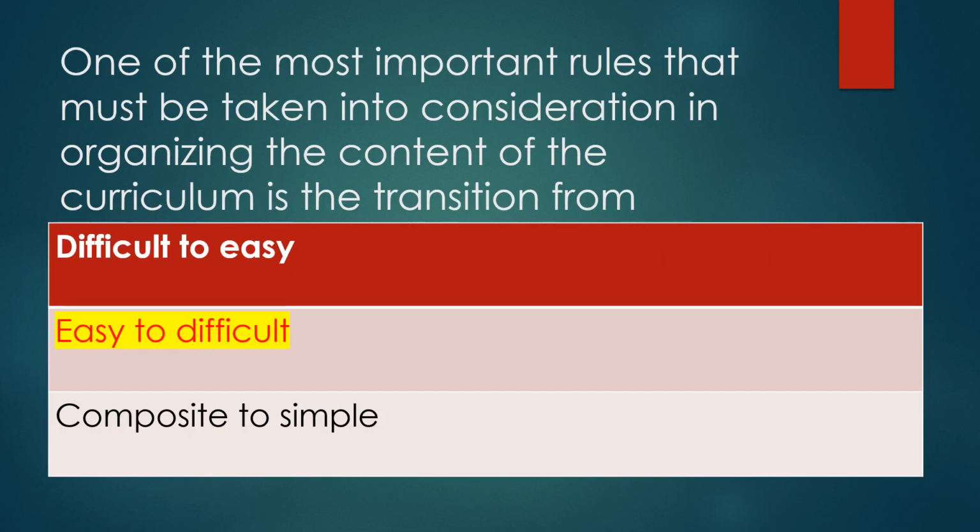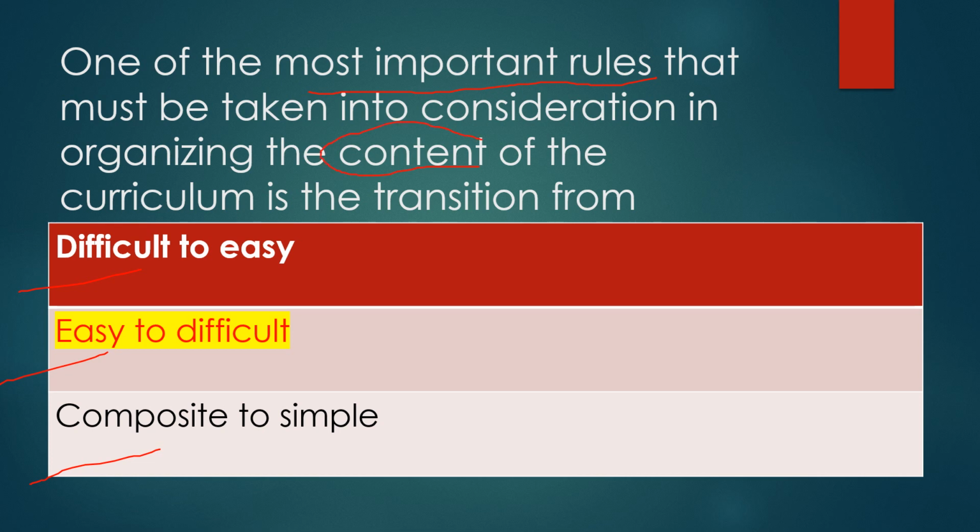So let's look at this question. One of the most important rules that must be taken into consideration in organizing the content of the curriculum is the transition from difficult to easy, easy to difficult, or composite to simple. So look at the keywords in the question: you have to figure out the most important rules that must be taken into account in organizing the content of the curriculum.